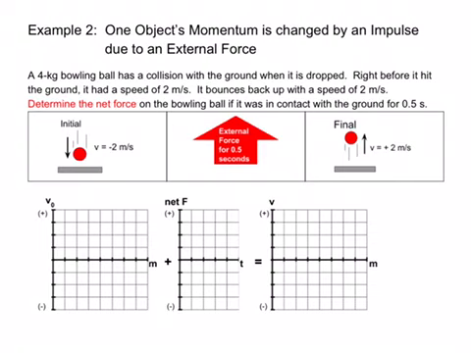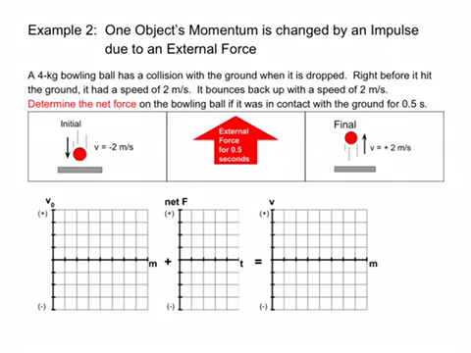A 4-kilogram bowling ball has a collision with the ground when it's dropped. Right before it hit the ground, it had a speed of 2 meters per second. It bounces back up with a speed of 2 meters per second. Determine the net force on the bowling ball if it were in contact with the ground for 0.5 seconds.